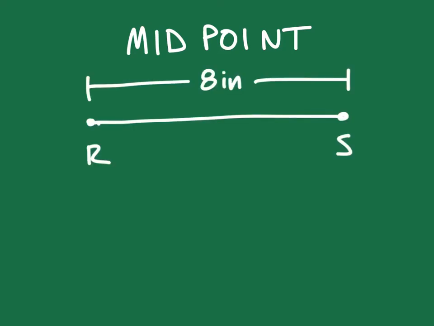A midpoint is just what it means. It's the middle point between two other points. Let's say that I have a line segment RS that has a length of 8 inches. If I wanted to find the midpoint, which I'll call T, T cuts this in half. So RT, this distance, is 4 inches, and TS also has a distance of 4 inches. That's exactly what a midpoint does. It cuts something in half.